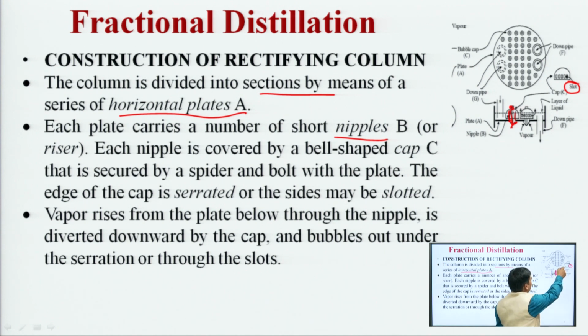As soon as it comes up in the upward direction, again due to the presence of this slot it comes downward and then it rises up. So, it again comes into the liquid, and from the liquid it is taking the more volatile component, rising in the upward direction. The bubbles out under the serration, or through these slots.